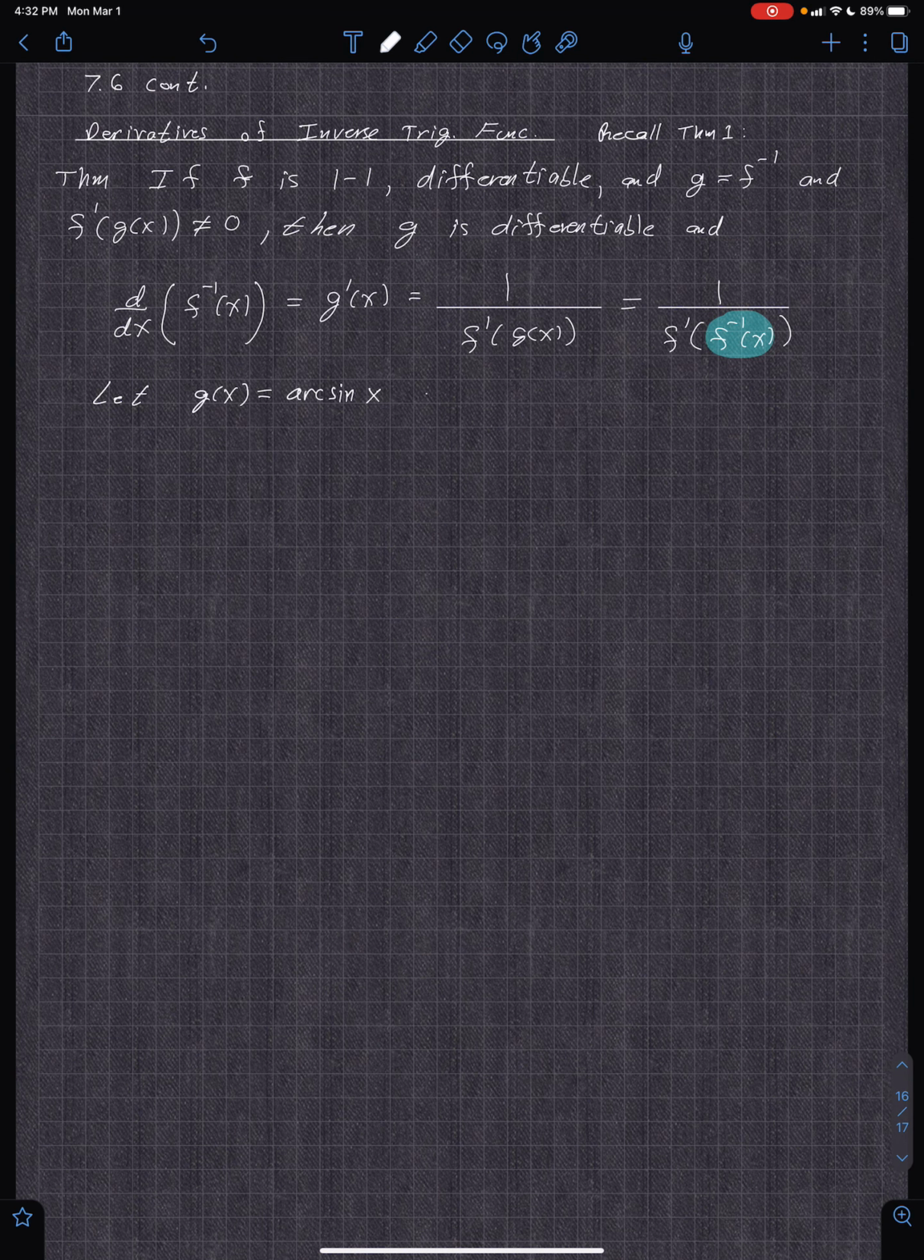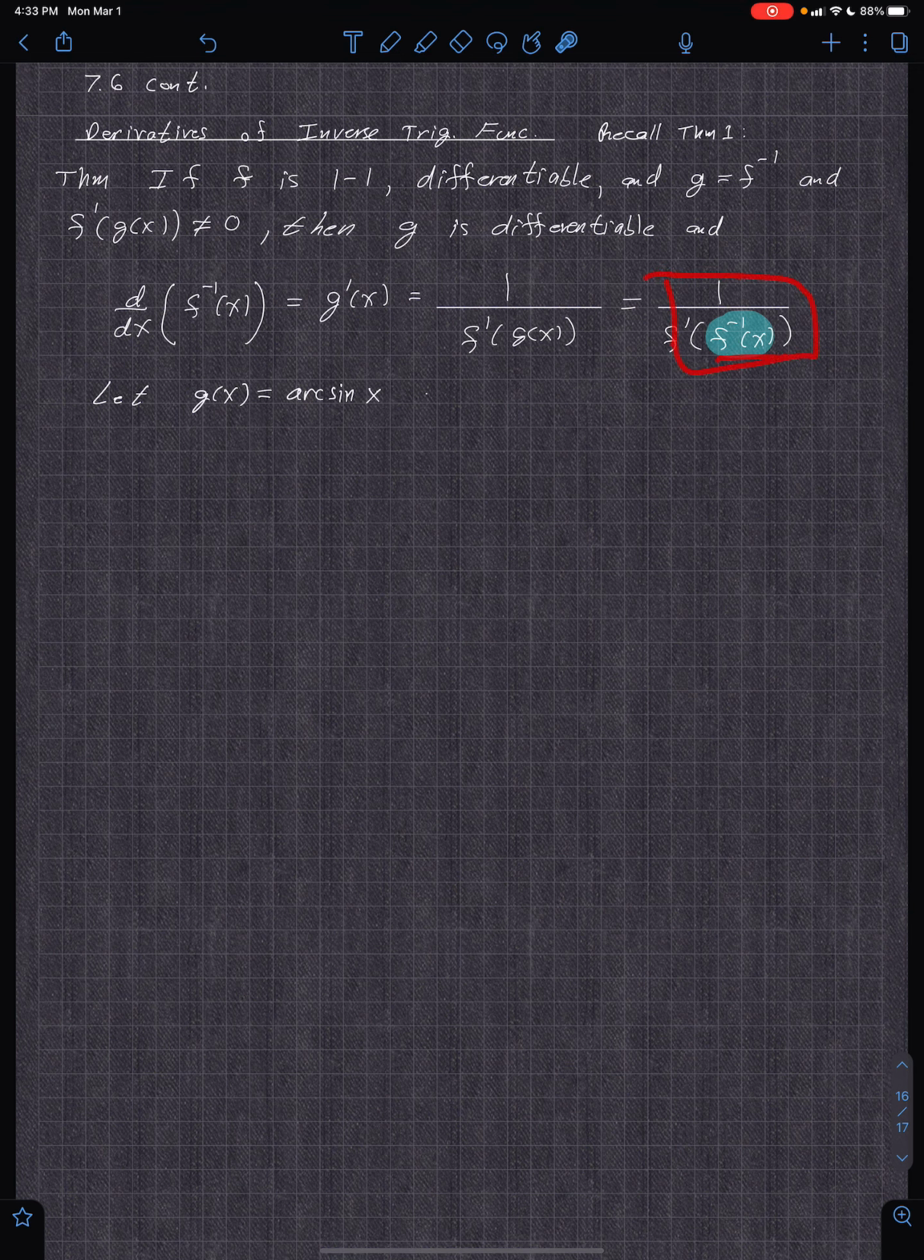Let's continue in 7.6 and look at derivatives of inverse trig functions. Let's recall Theorem 1, which says if f is one-to-one, differentiable, and g is f inverse, and f prime of g of x is non-zero, then g, which is f inverse, is differentiable, and d/dx of f inverse is equal to g prime. This is just notation. But that's equal to 1 over f prime of g of x, or 1 over f prime of f inverse.